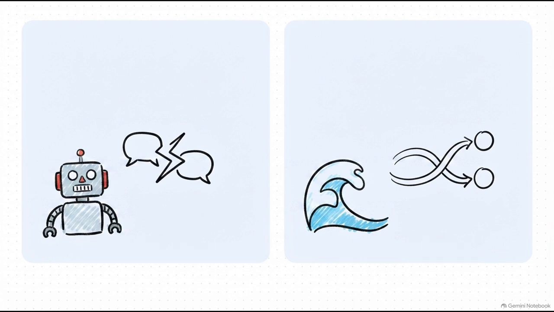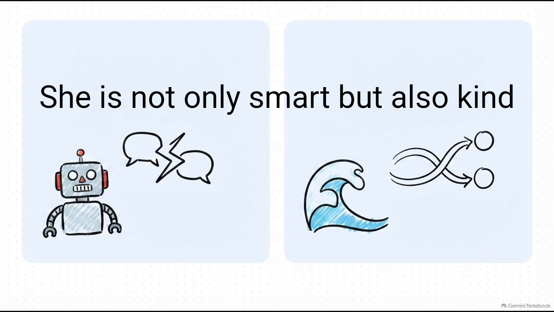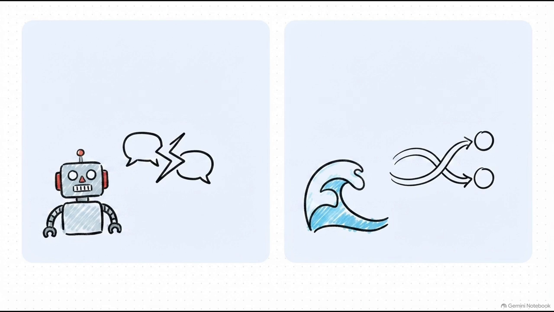But if you insert a connector in there, you get, she is not only smart, but also kind. You hear how incredibly smooth that flows? Connectors are literally the mortar that turns two totally disjointed facts into one elegant thought. They give your writing actual strength, structure, and frankly, a whole lot of style.